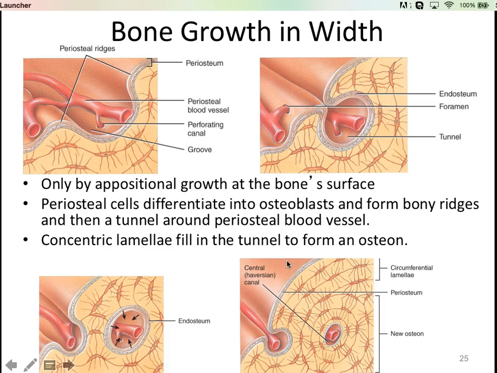Right? And mind you, we're zoomed in super much. So that's why you don't feel all these ridges and bumps on your bones, right? It feels overall smooth to you. However, basically this is what's occurring. That's how your bones are getting wider.